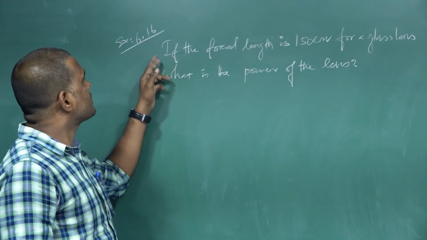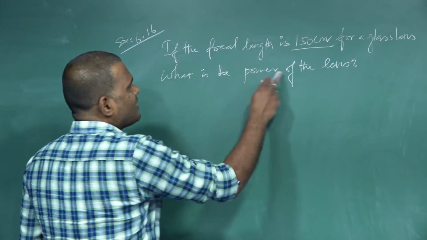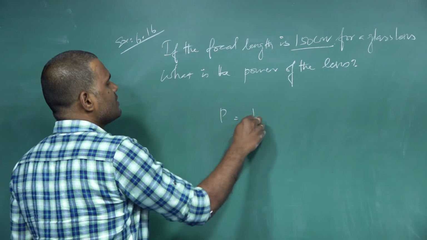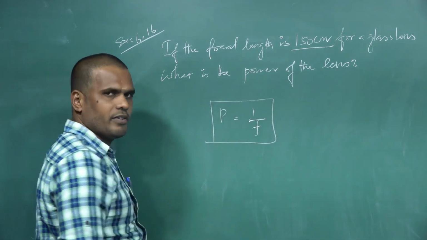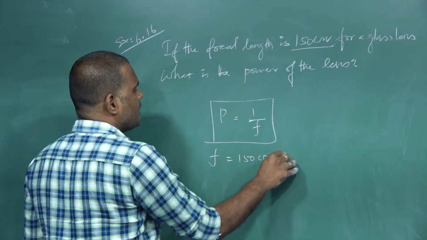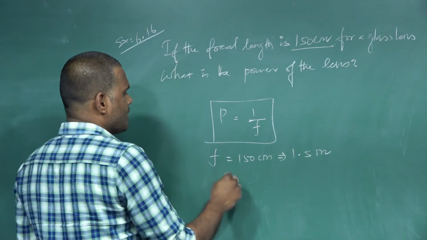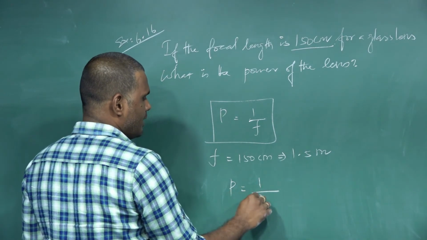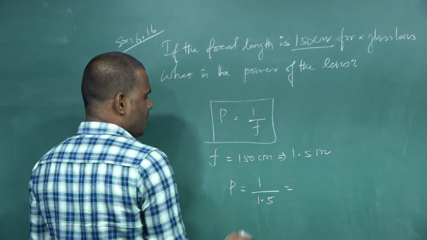Example 6.16. If the focal length is 150 cm for a glass lens, what is the power of the lens? As we saw by the definition, the power of the lens is the reciprocal of focal length. So this is the formula, P equals 1 divided by F. The focal length of the given lens is 150 cm. When converted into meter, I will have 1.5 meter. Then the power of the lens can be calculated as P equals 1 divided by 1.5. Instead of focal length, I am substituting 1.5 meter.